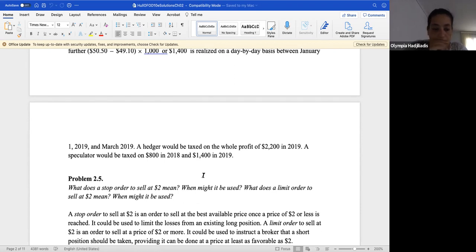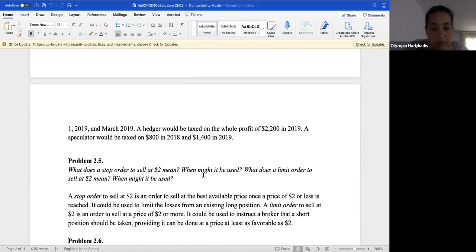So, okay, another problem which says, what does a stop order to sell at $2 mean? When might it be used? What does a limit order to sell at $2 mean? And when might it be used?